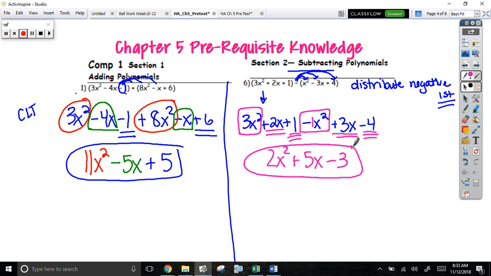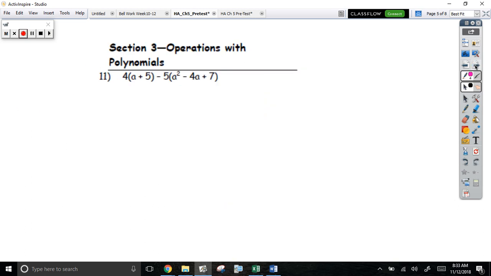Okay, next let's look at some multiplication combined with addition and subtraction. Okay, so for these ones, the first thing that we're going to want to do is use the distributive property. And then we will combine like terms. So we put CLT, combine like terms. All right, so we need to distribute the 4 to each term in that set of parentheses, so we will get 4a plus 20.